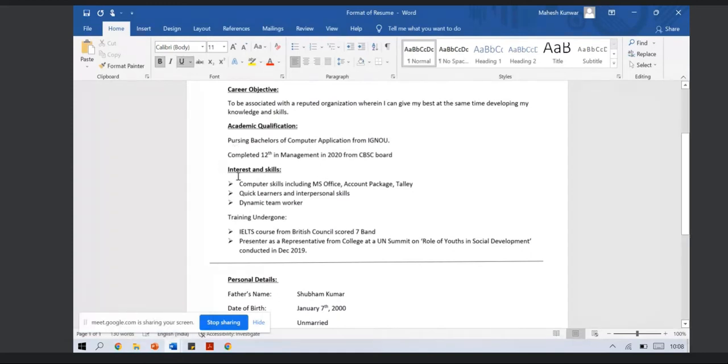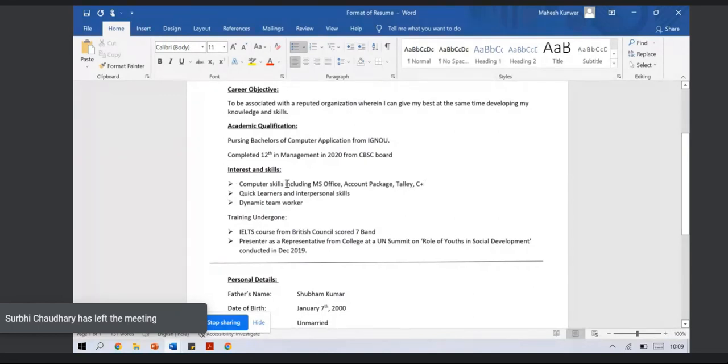And after that comes the interests and skills. What is your interest? And your computer skills, including MS Office, accounting packages, Tally, C++. If you are from a computer background, you have to mention the programming languages you know, like SQL, HTML, whatever you have.